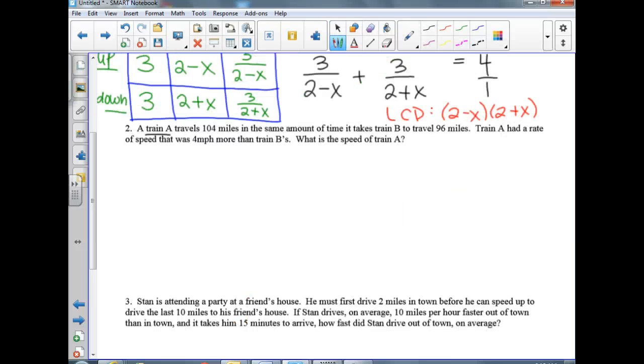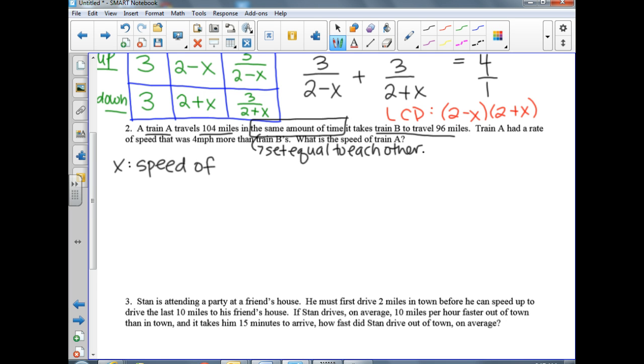Train A travels 104 miles in the same amount of time it takes train B. So this part is nice because instead of saying train A plus train B equals a total, because they're the same, we're just going to set them equal to each other. So if you want to write yourself a note, set equal to each other when it says the same amount of time. Okay, so let's say you want to use x again. X is going to be the speed of train A.